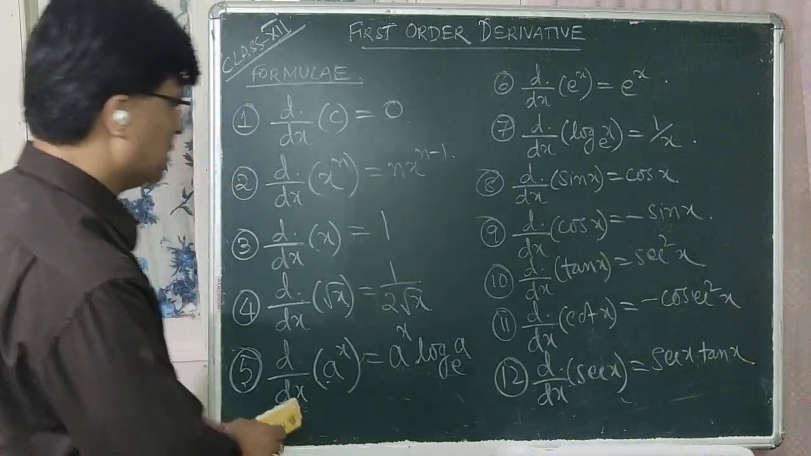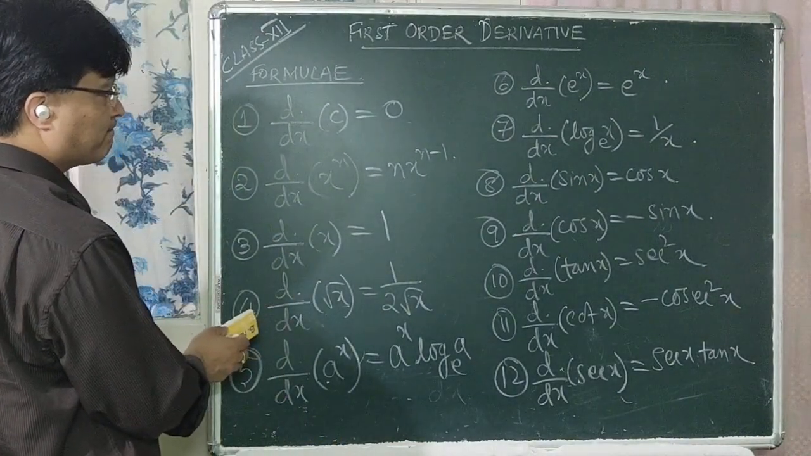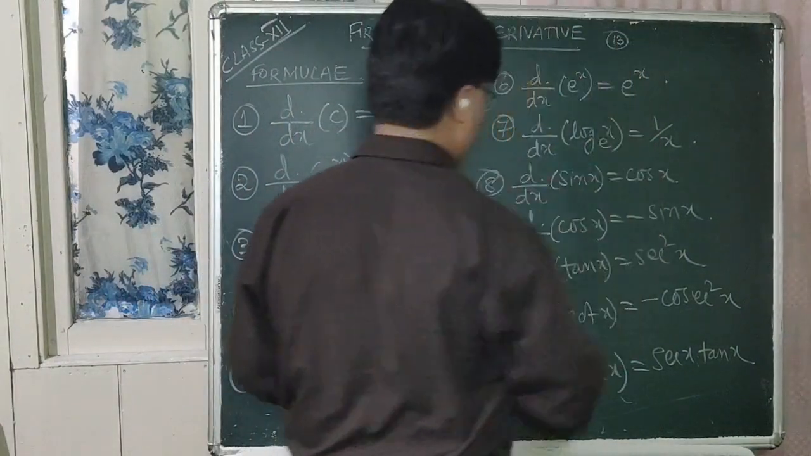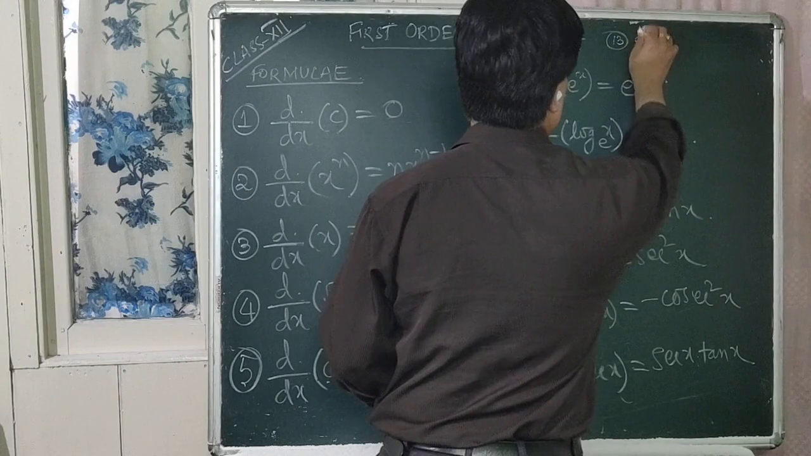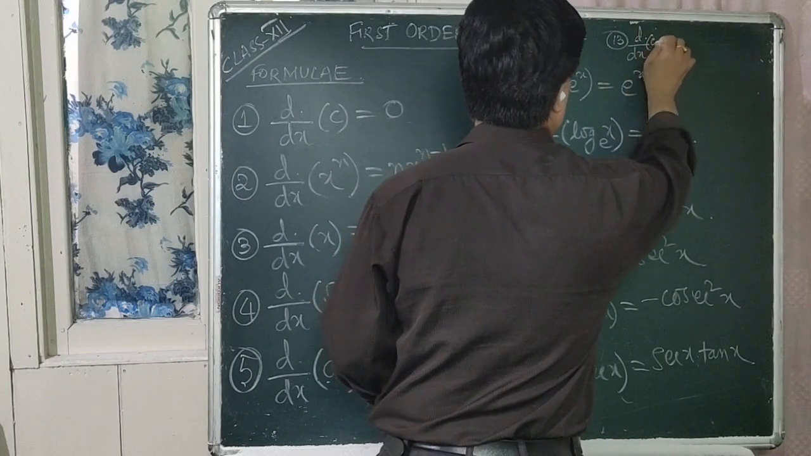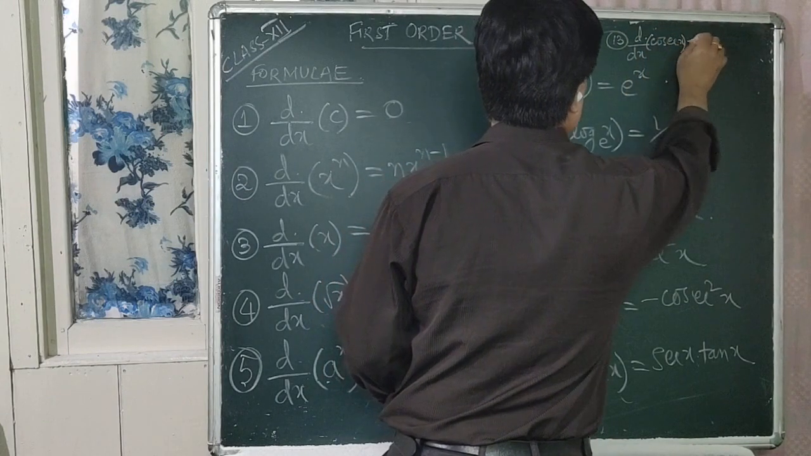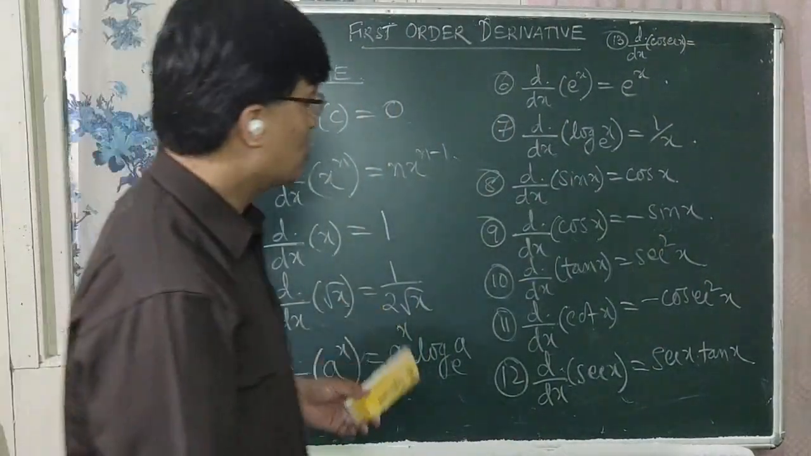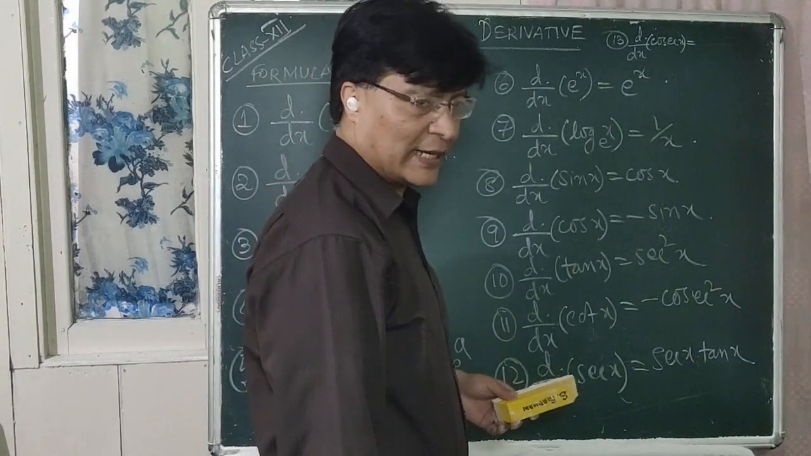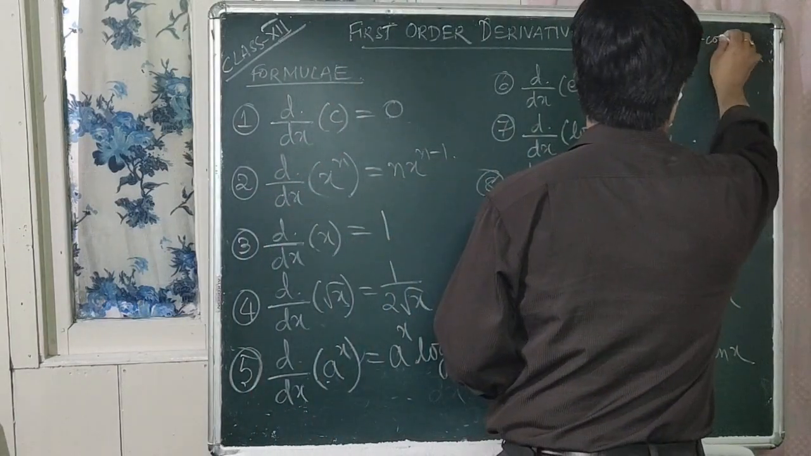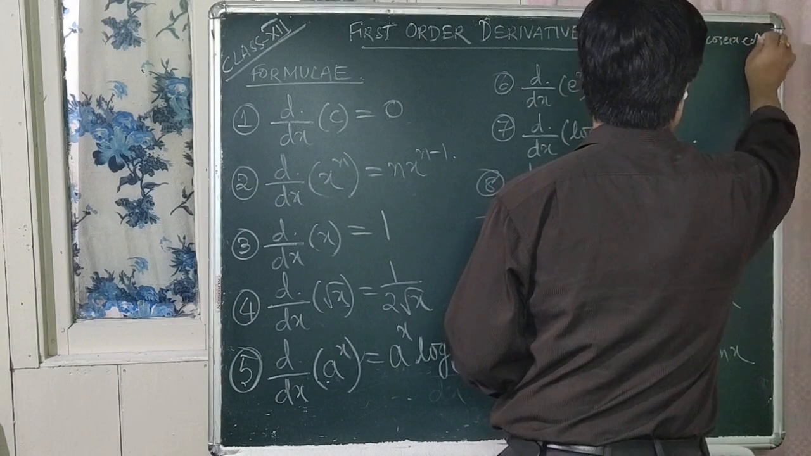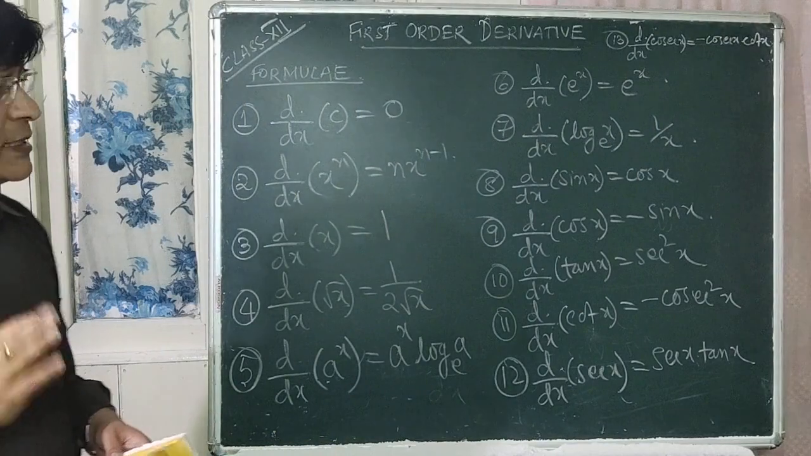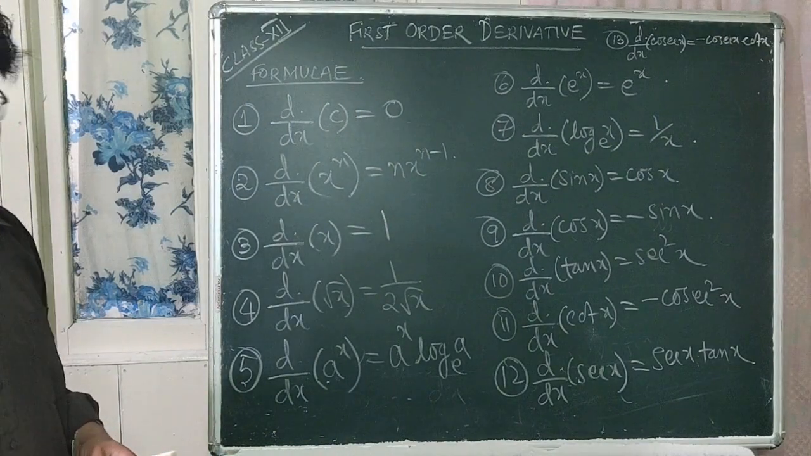And last, number 13 formula is, so I'm writing here number 13. Number 13 is dy dx of cosec x. Dy dx of cosec x is equal to, what is the formula? It starts from C, right? So if it starts from C, it's negative, minus, this is cosec x into cot x. So these are the 13 formulae that you have done in class 11.